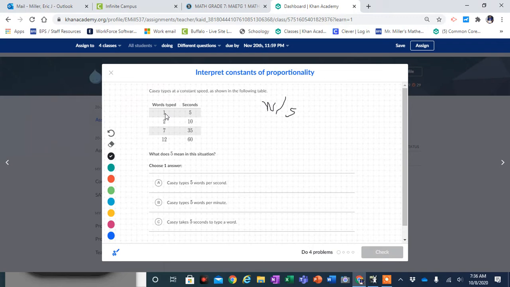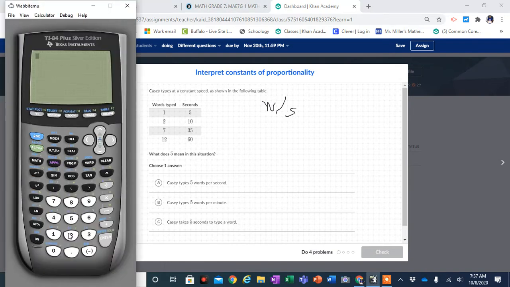So if I do words 1 divided by seconds 5, that's 1/5. If I do 2 divided by 10, that's 1/5. If I do 7 divided by 35, again, that is 1/5. So 7 divided by 35 is 0.2, which is the same as 1/5. So it's not 5 words per second. So the next one says 5 words per minute.